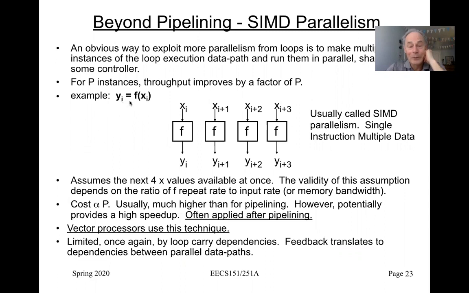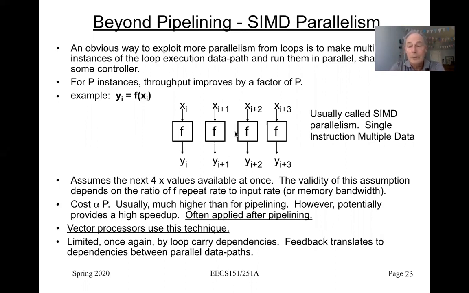So here's an example. You have y sub i is equal to some function of x sub i. You could just duplicate f 4 times, so you just duplicate that data path. In order to make this work, it assumes that the input rate is high enough, so it assumes that 4 x values are available all at once. And whether or not this assumption is valid depends on the ratio of the f repeat rate to the input rate, or the memory bandwidth if this is coming out of memory.